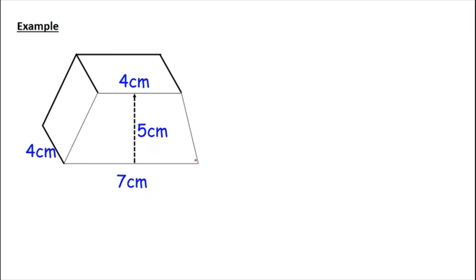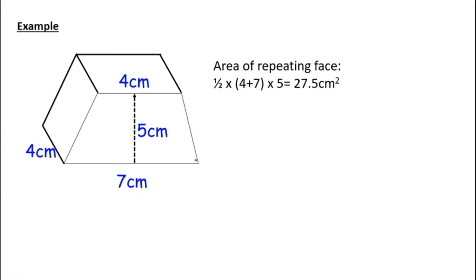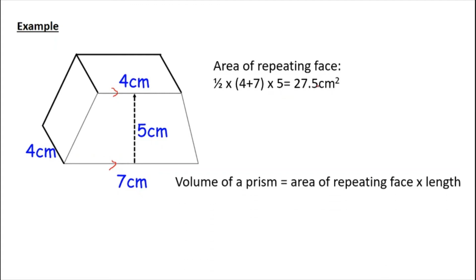And finally, a trapezium prism. Okay, so again, we're going to focus first on that front face. That repeating face is going to be the same the whole way through. A half times 4 plus 7, because we've got to add the parallel sides together, which are those two, times 5. So a half times, this is 11 times 5. Half times 11 times 5, 27.5 centimeters squared. Times that by the length to get 110 centimeters cubed.